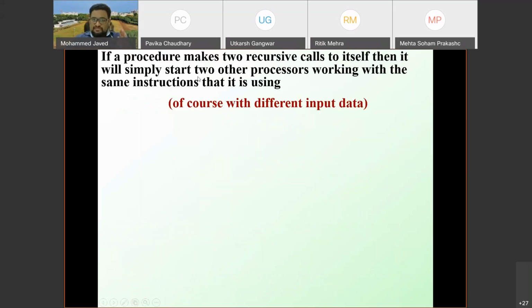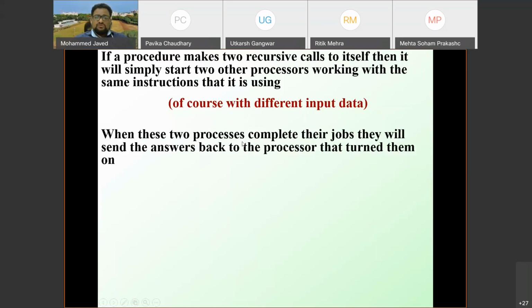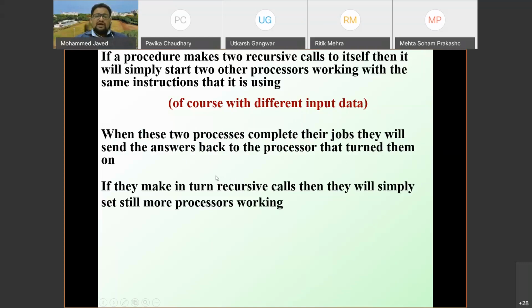Now, if a procedure makes two recursive calls to itself, it will simply start two other processes working with the same instructions that it is using. Of course, the data for the two processes would be different. When these two processes complete their job, they will send the answers back to the process that started them. So this is just like a parent-child relationship. The parent creates a child, and then the child gives back whatever job was assigned to it.